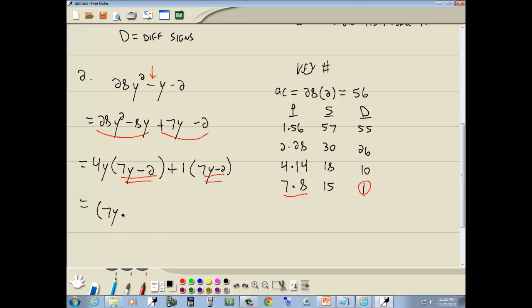So I'll factor out a 7y minus 2, and to decide what goes in your second set of parentheses, you can cross out the 7y minus 2's. And that gives us 4y plus 1. And that's our answer.